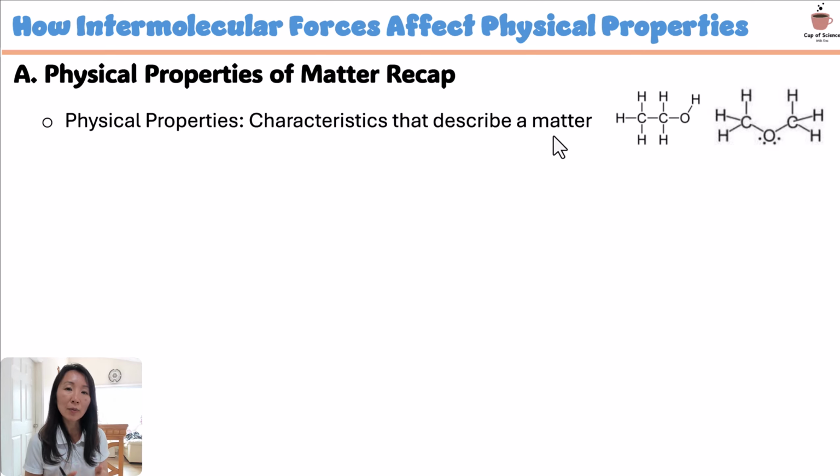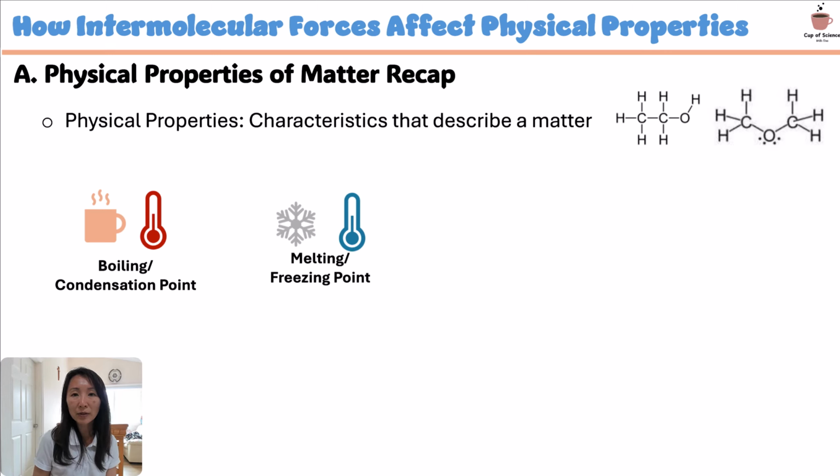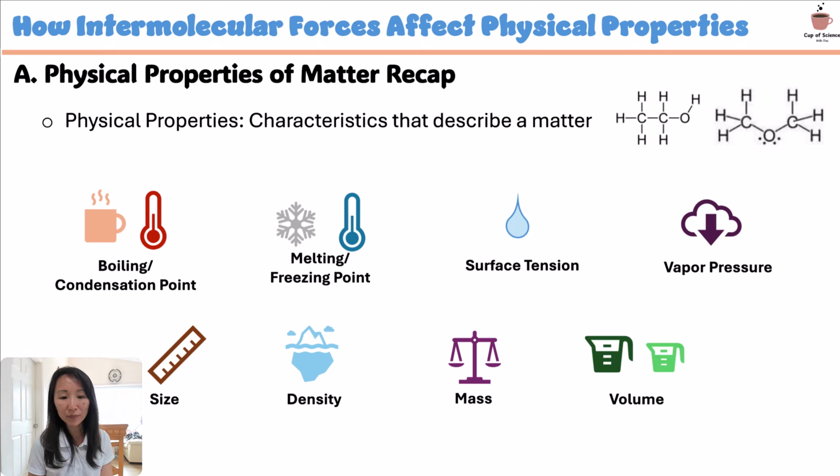And here are some properties that I like to cover. The boiling point, or also the condensation point. That's the point at which there is a change from liquid to gas for boiling, or gas to liquid. Then we have our melting point, where it goes from solid to liquid, or the freezing point going from liquid to solid. Surface tension, vapor pressure, size, density, mass, and volume. These are all different types of physical properties.